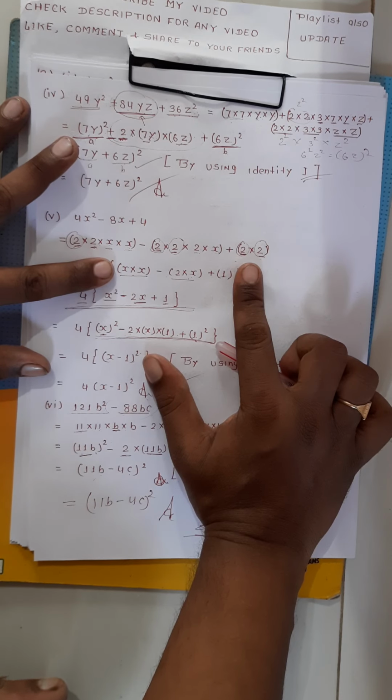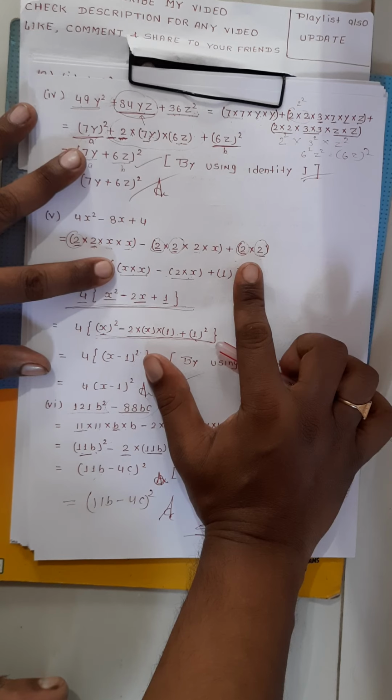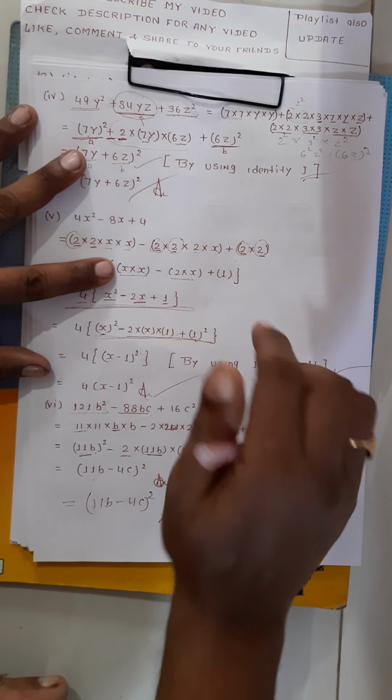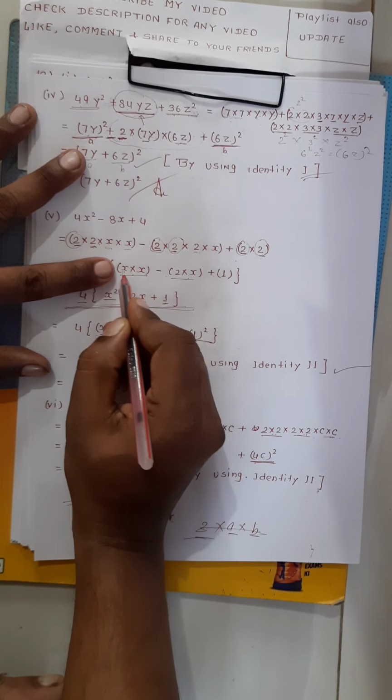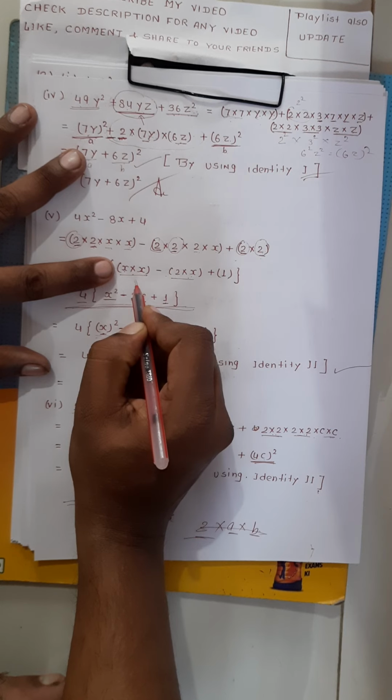We can apply identity number first and second. For the first and second, we need 2 terms that are perfect squares. If we check, we find that x into x means x square, or the whole square of x.